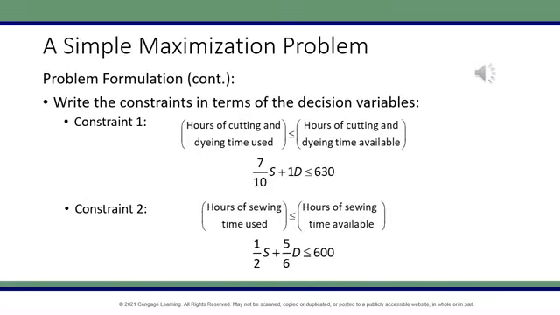Now let's write our first 2 constraints mathematically. Constraint 1, cutting and dyeing time: 7/10 S plus D is less than or equal to 630. This means the hours of cutting and dyeing time used must be less than or equal to the hours available. Constraint 2, sewing time: 1/2 S plus 5/6 D is less than or equal to 600. This ensures the hours of sewing time used doesn't exceed the available sewing time.